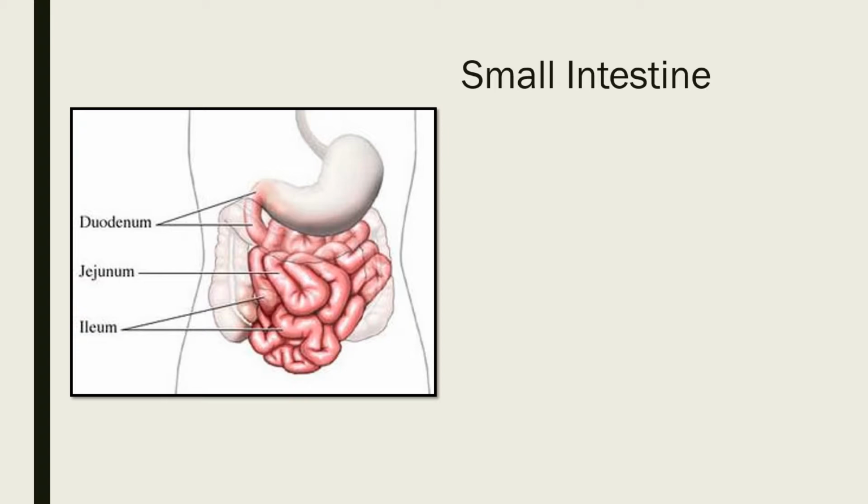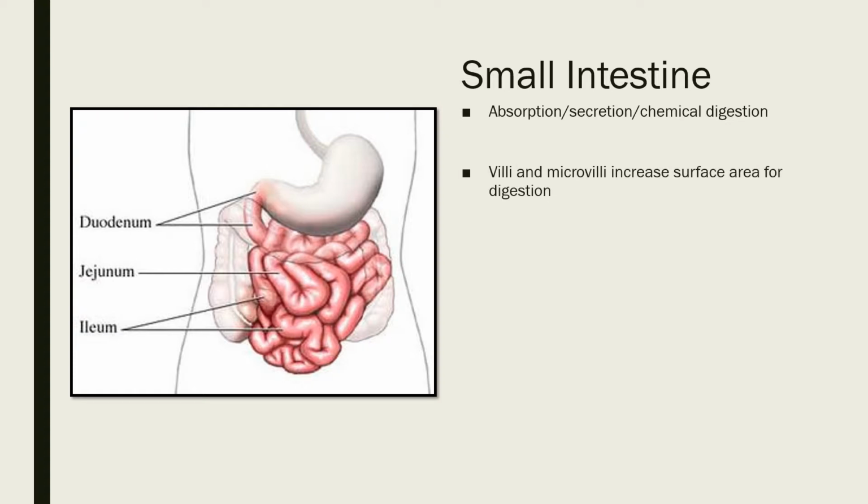Alright, so we've made it to the small intestine, and this is where absorption and secretion and just all-around chemical digestion takes place. There are villi and microvilli, which increase surface area for digestion, and also the reason why the small intestine is so long is to increase the amount of time for absorption to take place.